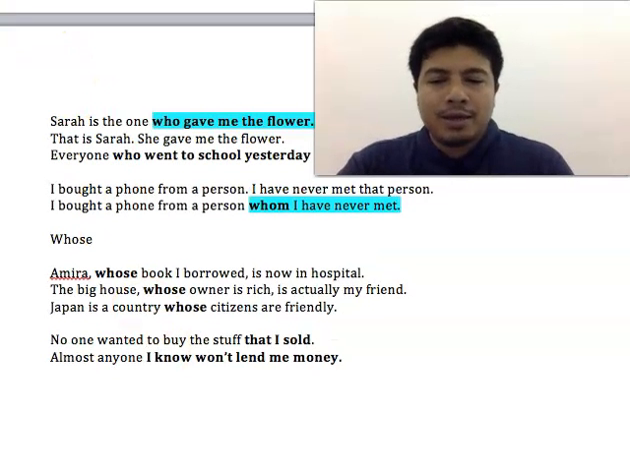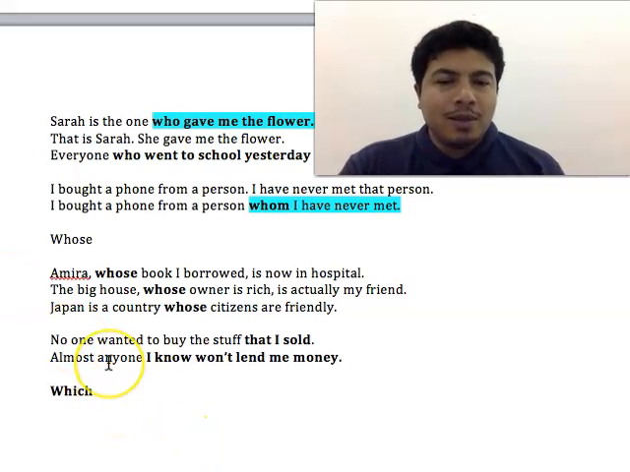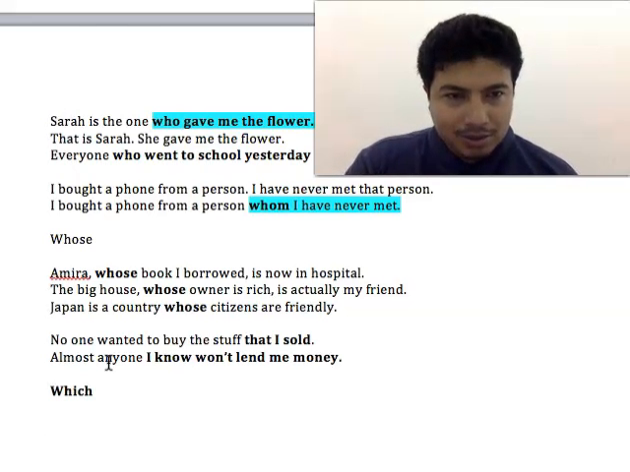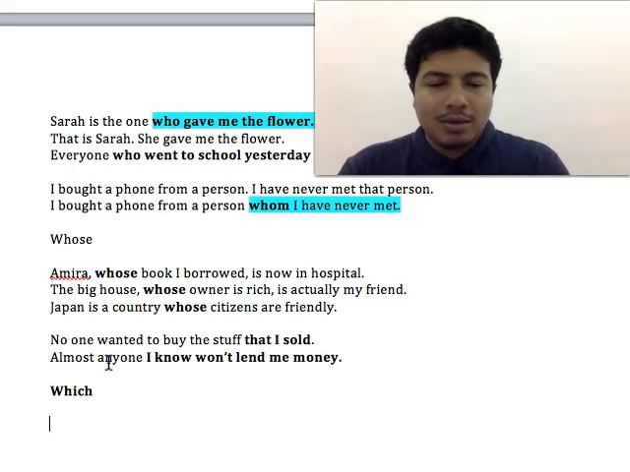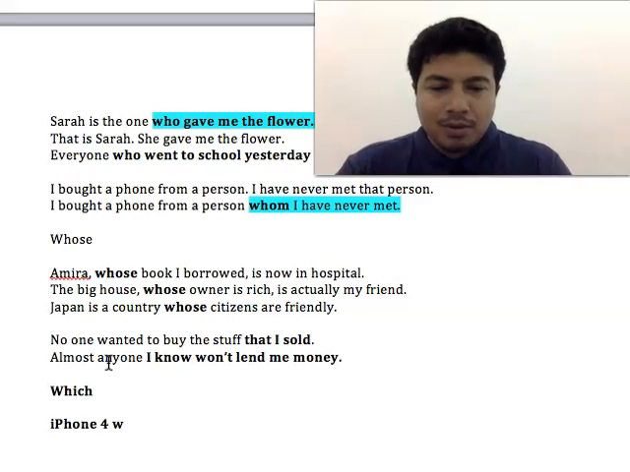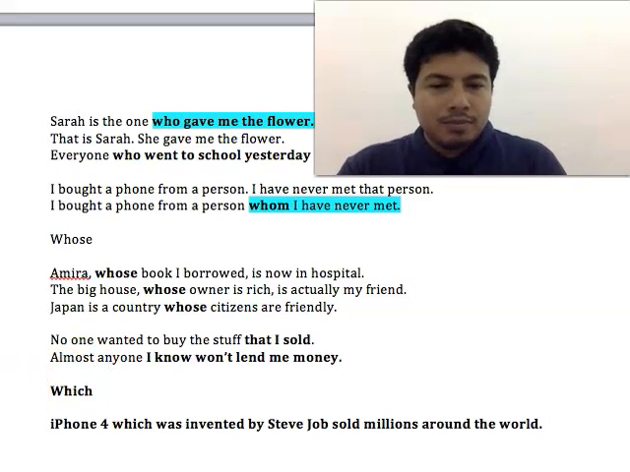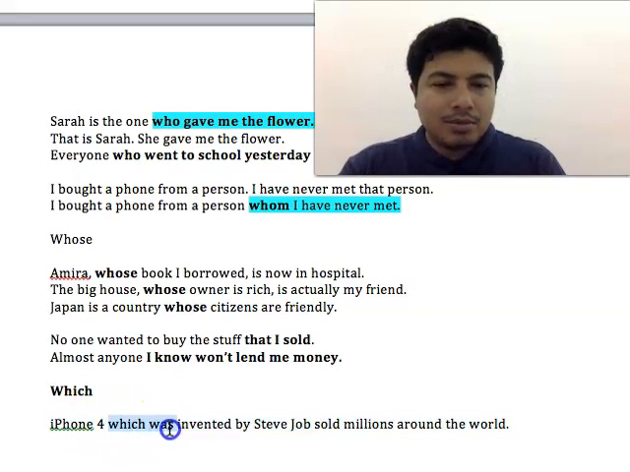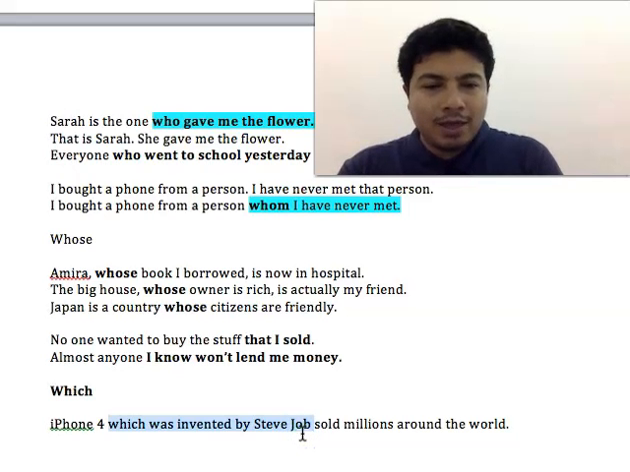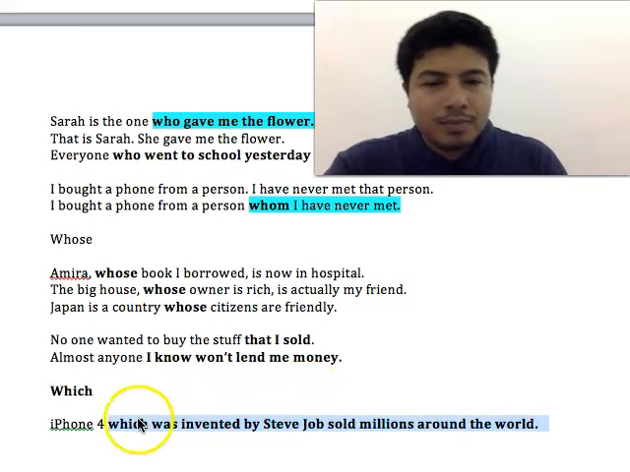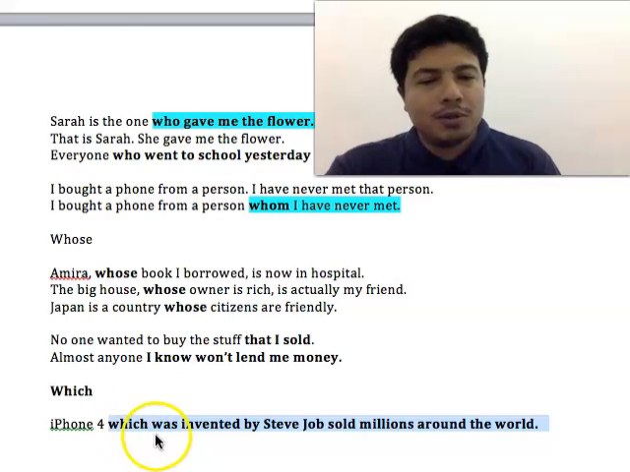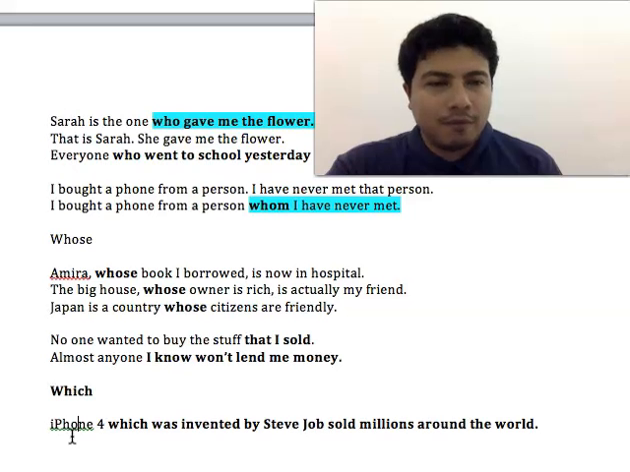And next, we will take a look at the relative pronoun which and adjective clauses that start with which. So which, as we know, can only replace things. So for example, in a sentence, iPhone 4, which was invented by Steve Jobs, sold millions around the world. So in this sentence, this is the adjective clause that we have. And iPhone 4 would be the phrase. So iPhone 4, which was invented, so which refers to the subject iPhone 4.